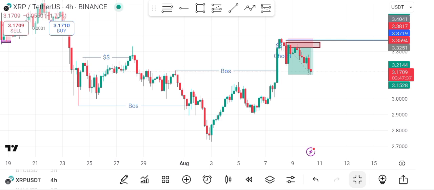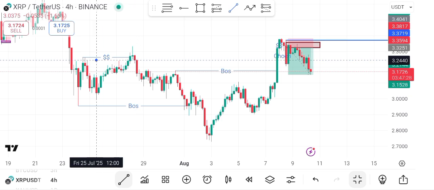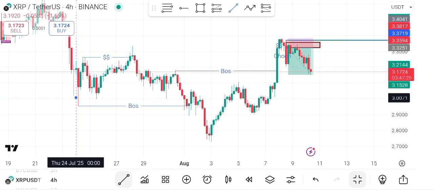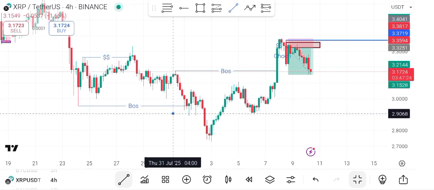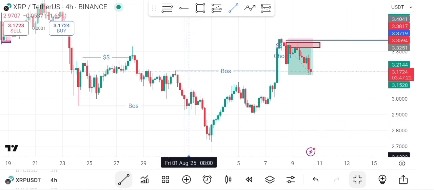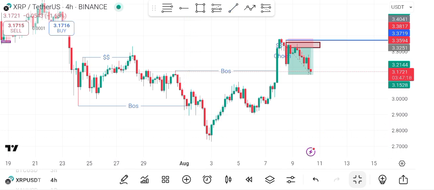Right here, you see this place is the sweep of liquidity to the upside. And also we break the entire structure to the downside. That's a break of structure. After that, we have to look for a premium and discount zone.